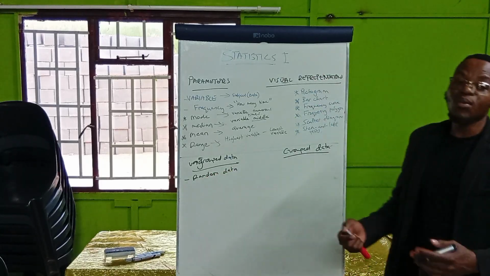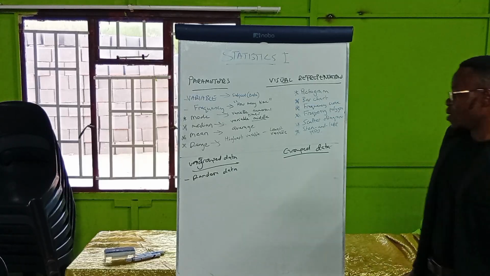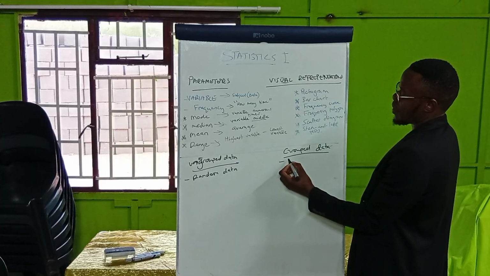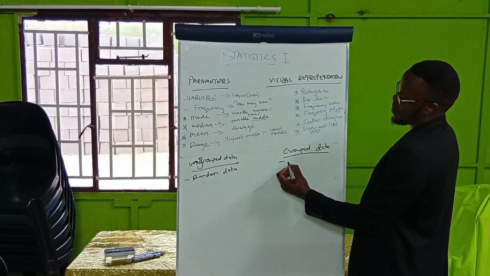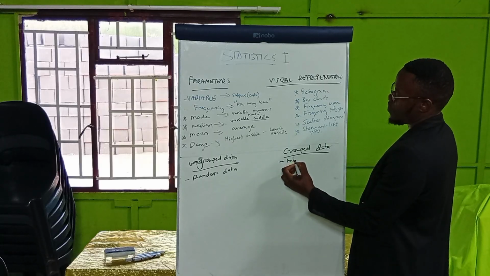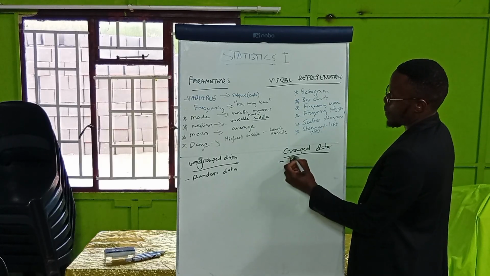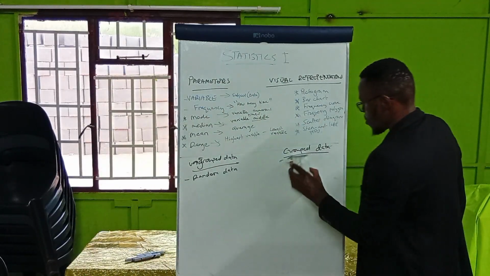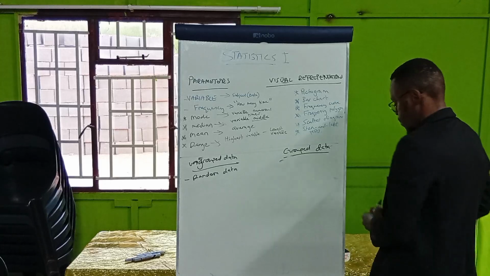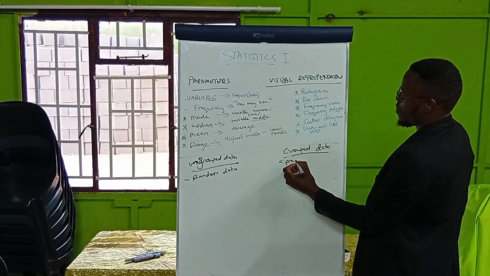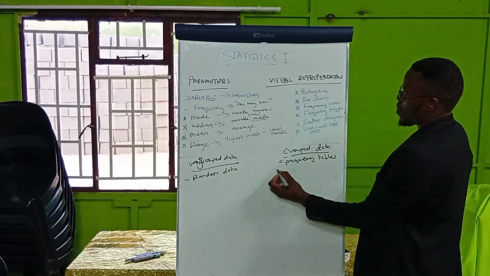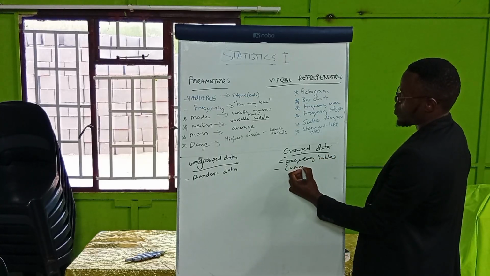Then, of course, you can group it and arrange it, where we now start to form what you call group data, where you've got intervals. So for this one, we are looking at frequency tables. We also have cumulative frequency tables.